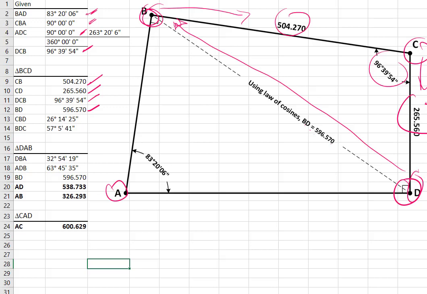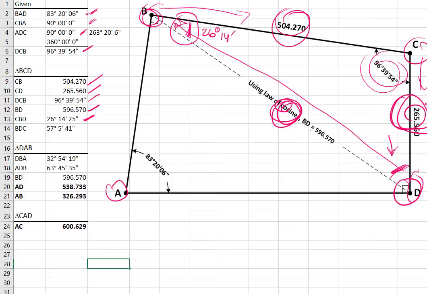Since we have now the three sides actually, and this is the angle, we can use the law of sines and calculate either this angle, which is CBD, or the angle that we have B, D, and C, this angle. So first we start here with the angle CBD, apply the law of sines, and this will give us CBD, this angle now, it is 26 degrees, 14 minutes, and 25 seconds.